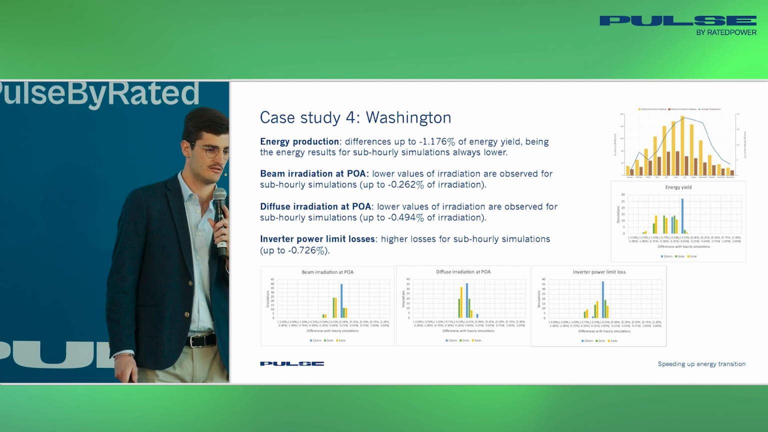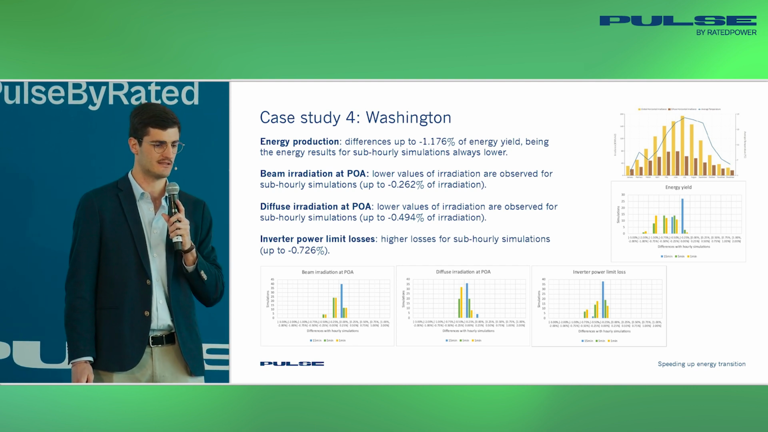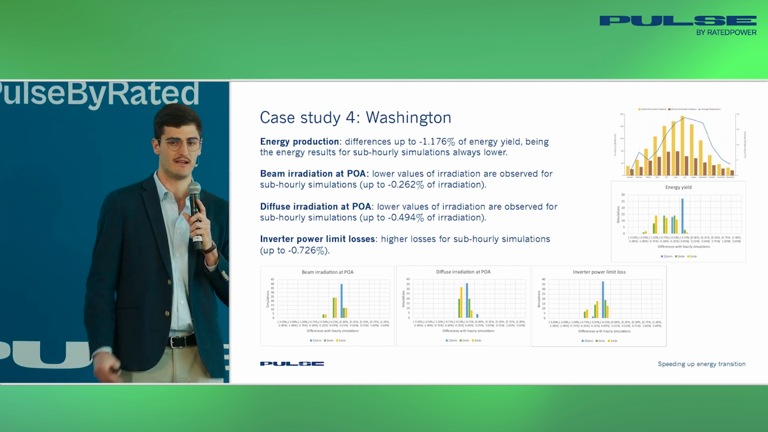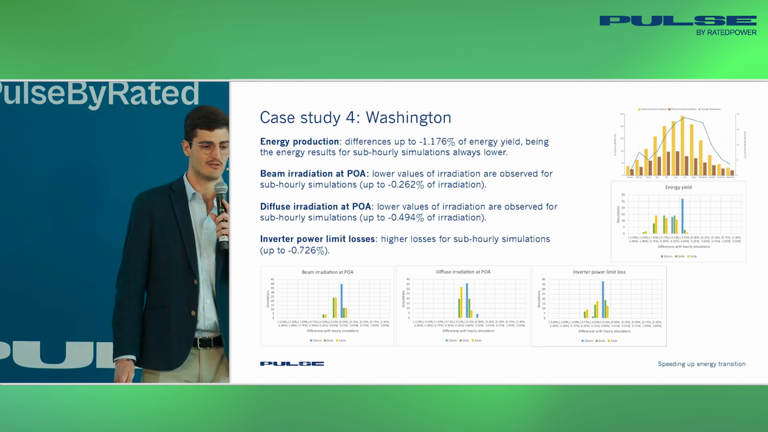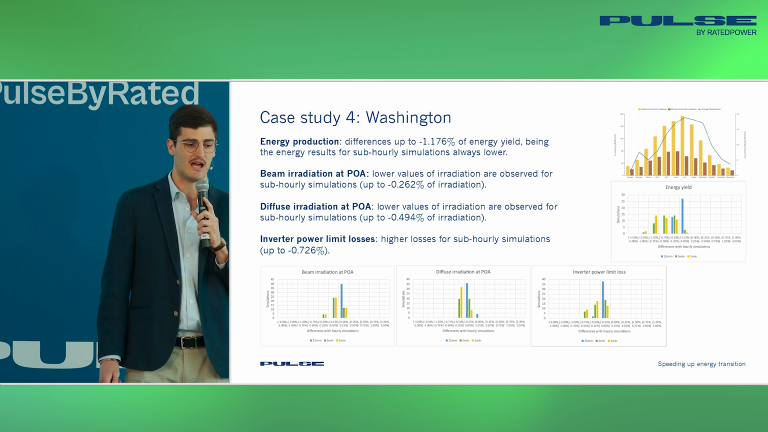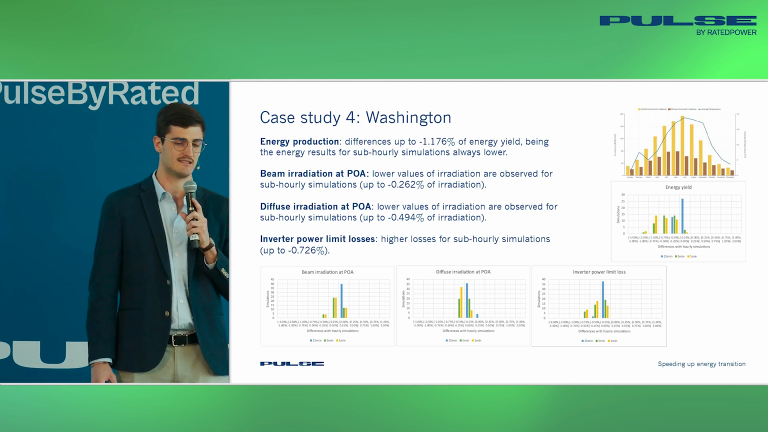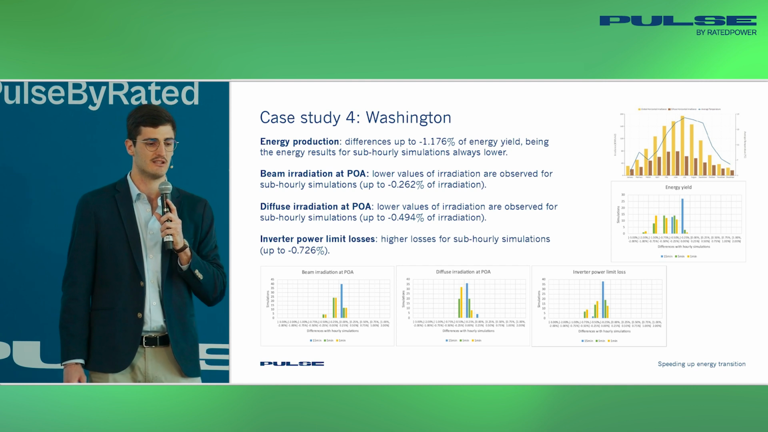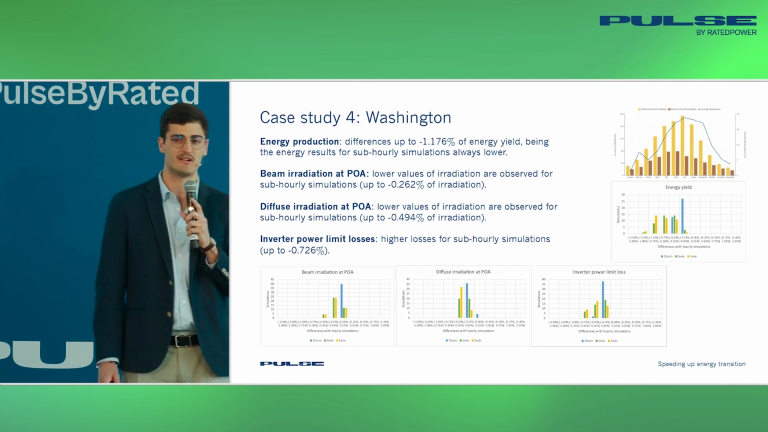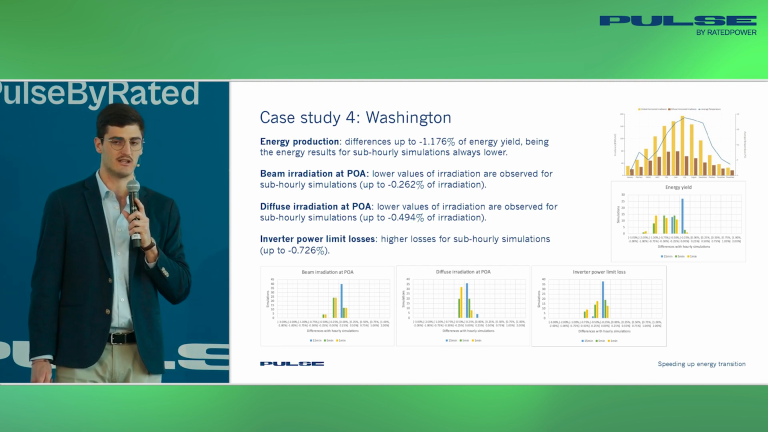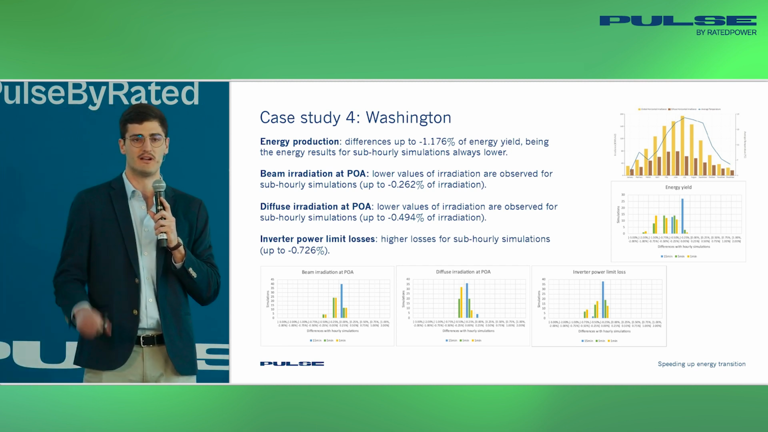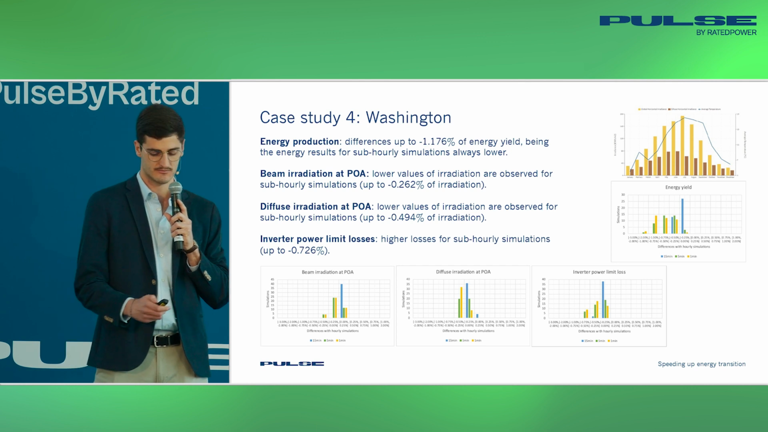Then for Washington, the tendency is kind of the same as before. We had lower values of irradiation for the beam component at the plane of array for sub-hourly simulations. Same happens with the diffuse irradiation, and the same with inverter power limit losses. So in the end, we observed differences in energy production up to 1.1% of difference when being compared to hourly simulations.